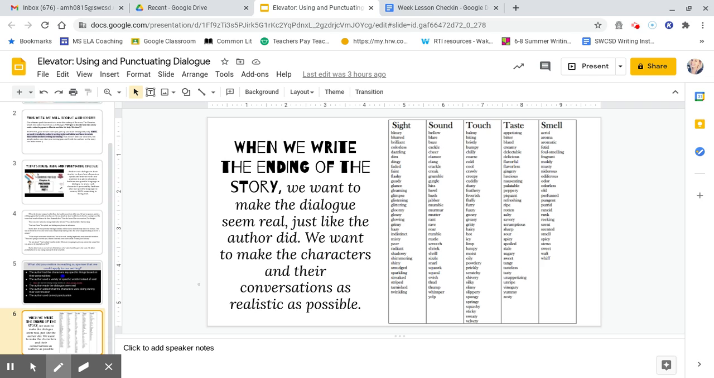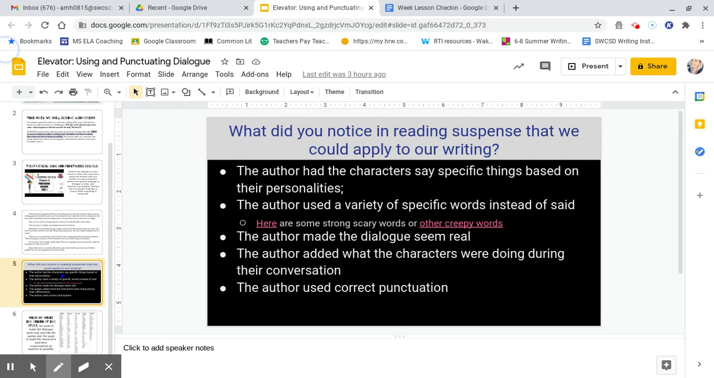And so the last thing we need to remember, you guys, is that when we write the end of the story this week, we want to make the dialogue seem real, just like the author did. We want to make the characters and their conversations as realistic as possible. And we do that by doing all of these things that we just talked about that the author did already in the story.